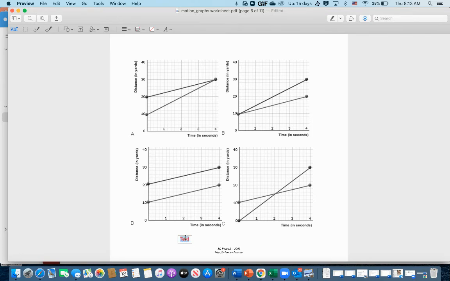So I'm going to go ahead and write. Now notice here the letters get a little mixed up. This is A, B, and instead of going C, this is D and then C. So I'm going to say graph D, because both runners go 10 yards in 4 seconds, which would be 2.5 yards per second. Okay, so we got that one right there. It's this graph right here.